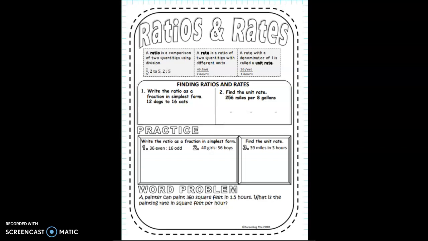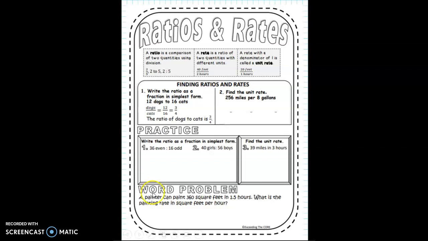Finding ratios and rates. Write the ratio as a fraction in simplest form. Dogs over cats equals 12/16, which both 12 and 16 can be divided by 4, and that gives you 3/4. 3/4 is the simplest form, so the ratio of dogs to cats is 3:4.